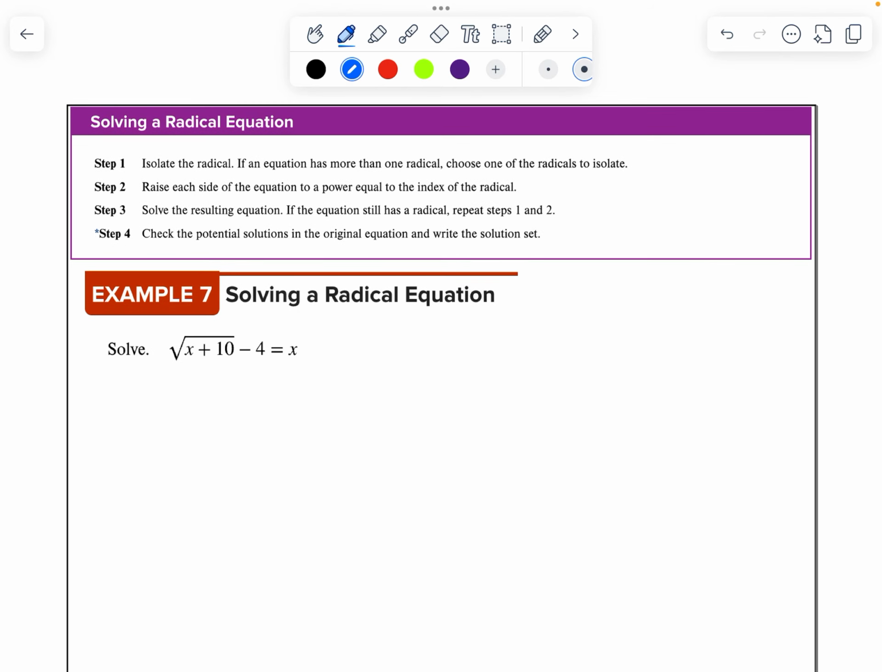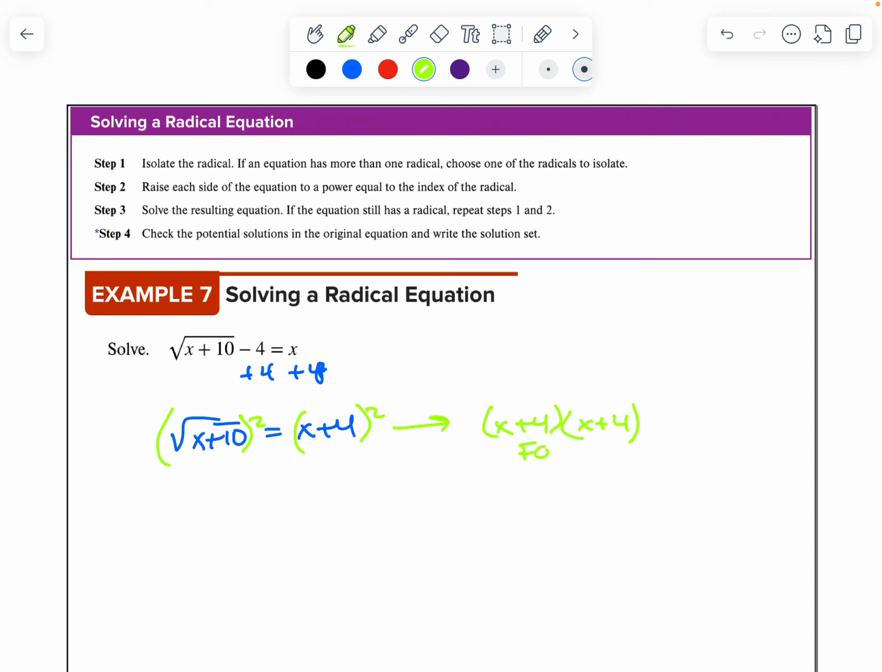Again, just like with absolute values, we want this stuff by itself. We want that to be by itself. So we'll add the 4. That'd be square root x plus 10 equals x plus 4. To get rid of the square root, we can square both sides. And what that means here is x plus 4, x plus 4.